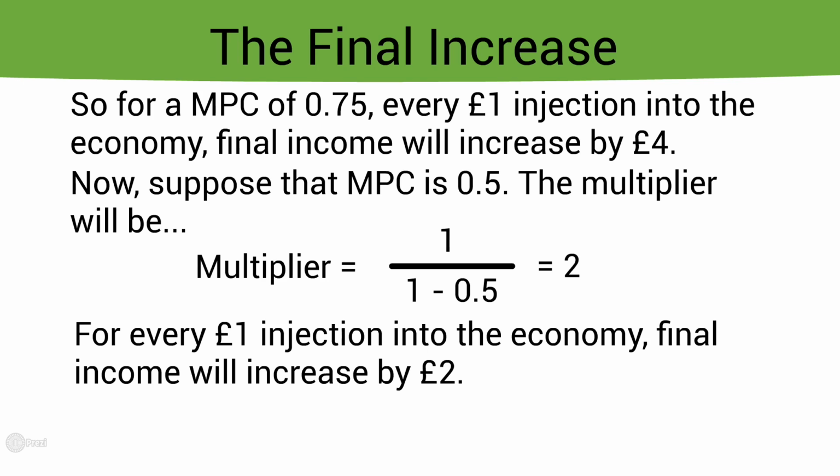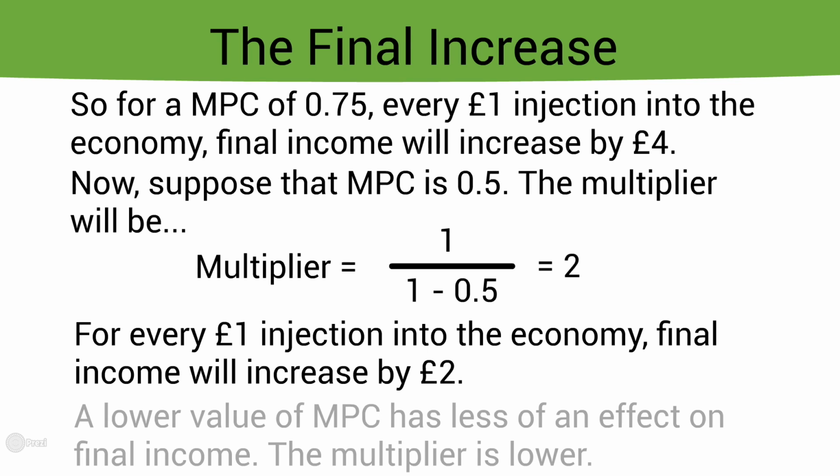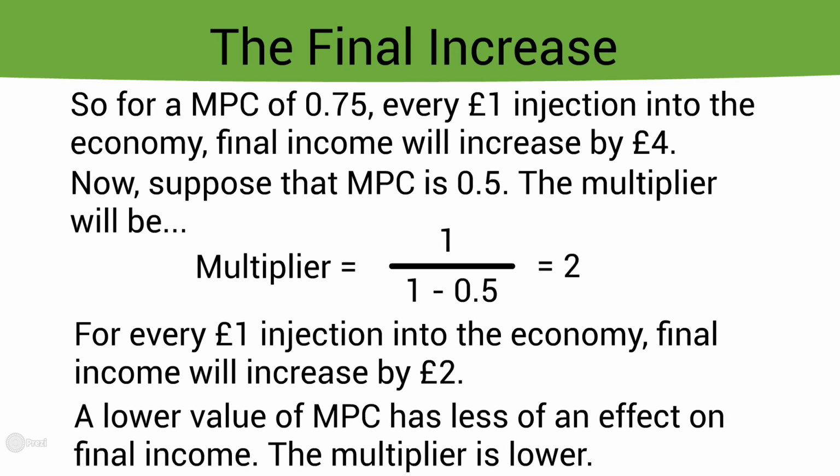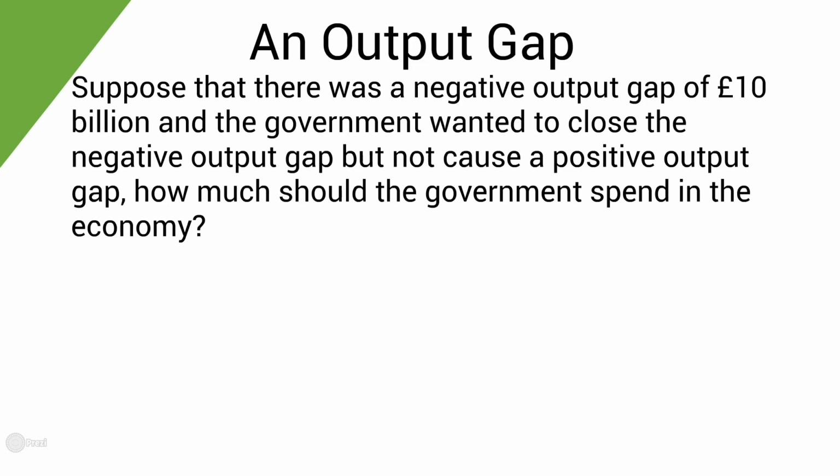If we compare the two values of the multiplier, the first one being when marginal propensity to consume was 0.75, which gave us a multiplier value of 4, and the second one being when the marginal propensity to consume was 0.5 and the multiplier value was 2, we will see that a lower marginal propensity to consume has less of an effect on the final increase in income. But why is the multiplier effect interesting?